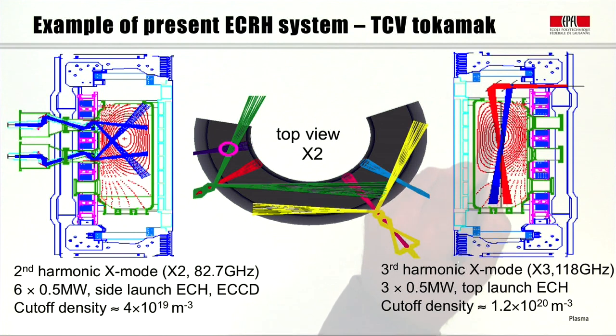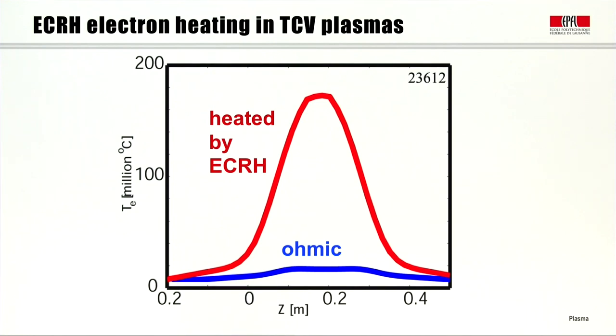So we actually have more plasma to go through in order for the absorption to reach good levels, even at the third harmonic. The advantage of the third harmonic is that its cutoff density, that is the density above which the wave cannot penetrate to the core, is higher. And it is about 1.2 × 10^20 per cubic meter. So we do inject these waves, first of all, to heat the plasma.